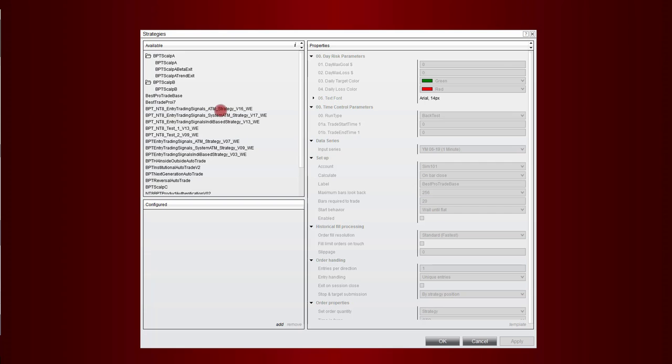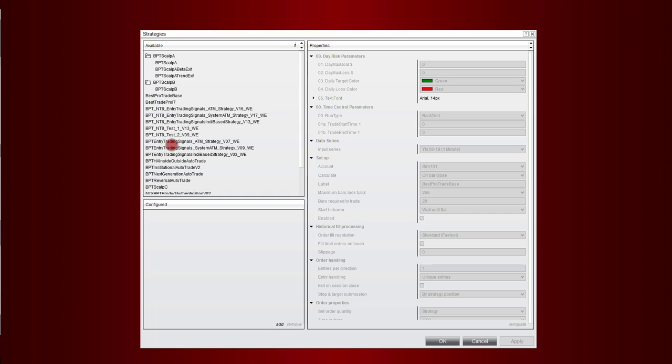Then the ATM strategy, system ATM and based ATM strategies, are based on the signal entry, and we will be talking in detail about that. Another thing, we have two automated trades here, called test 1 and test 2. We have left those two, and they are available only for NinjaTrader 8.